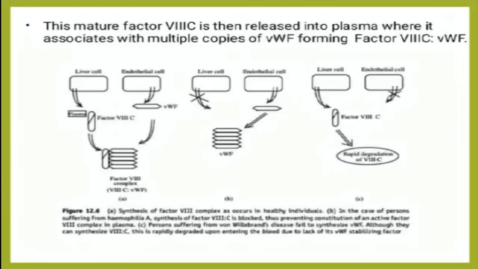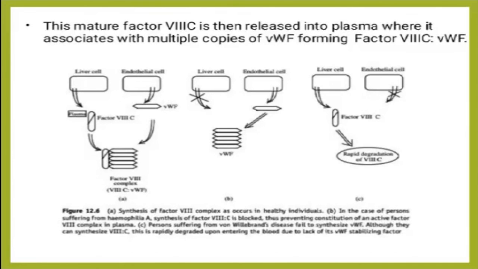The mature factor 8C is then released into plasma, where it associates with multiple copies of VWF, forming the factor 8 complex, 8C to VWF. That is, in healthy individuals, liver cells release factor 8C and endothelial cells release VWF factor. They form a complex, the factor 8 complex, that is 8C to VWF. This is the process in healthy individuals.